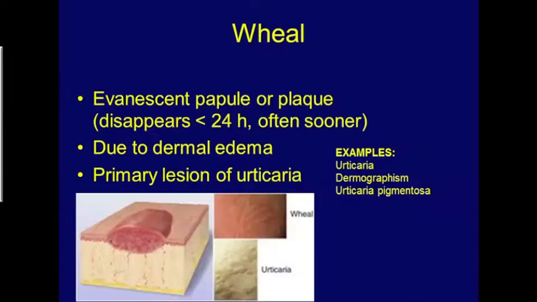So I think by now you realize that as you start dermatology, there's a language that we tend to use that you have to get very comfortable with, so that we can all communicate and understand each other. A wheal is usually seen in patients with urticaria, and the characteristic of a wheal is that it is a plaque or a papule, but it disappears within 24 hours, because it really represents dermal edema, and as the condition improves, the lesion disappears. So here you can have mainly urticaria or urticaria pigmentosa presenting with wheals.